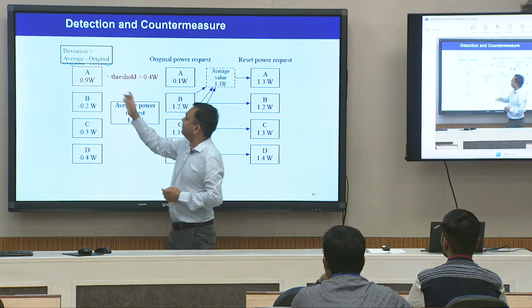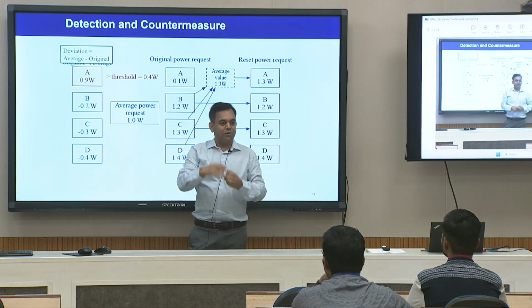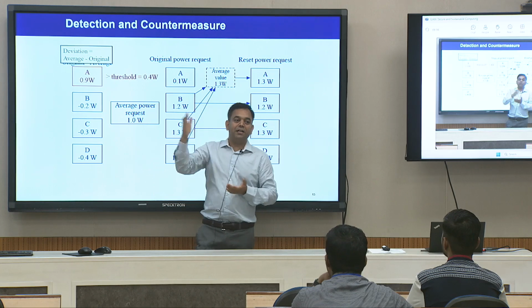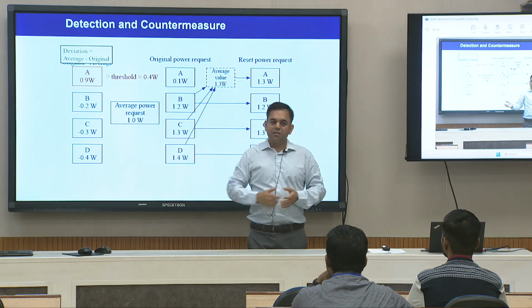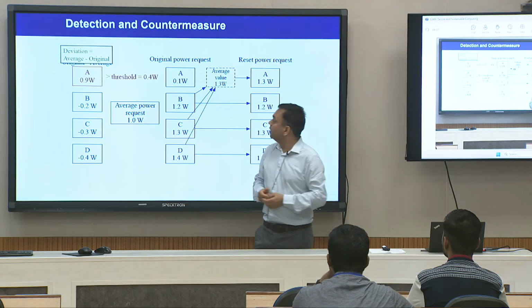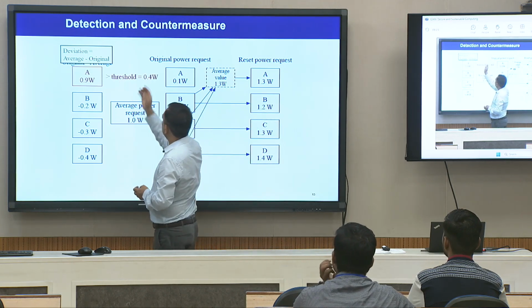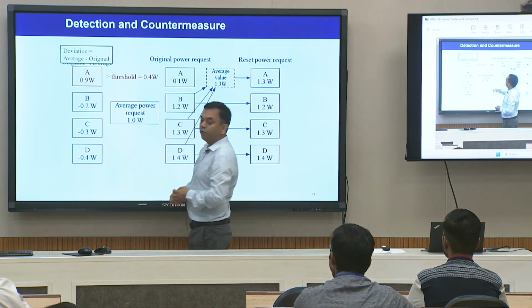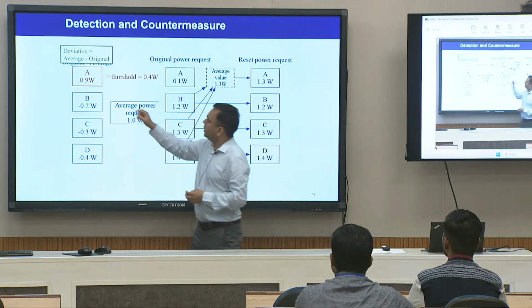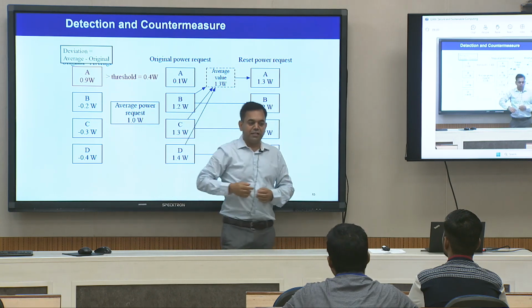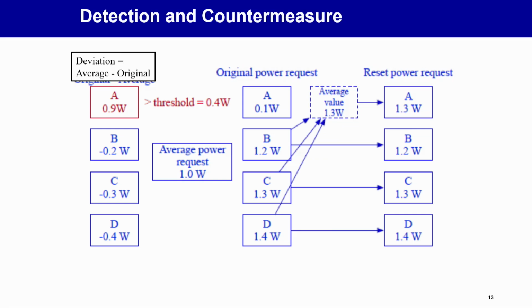Now you can develop some threshold. If your deviation is more than a certain value, you can say this is potentially an attack. So let's say greater than threshold, and this threshold can be 0.4 watt, and then you can say there is a hardware Trojan attack. Thresholding based mechanisms are always used in a lot of places. This is how you can detect it, but how can you stop it?